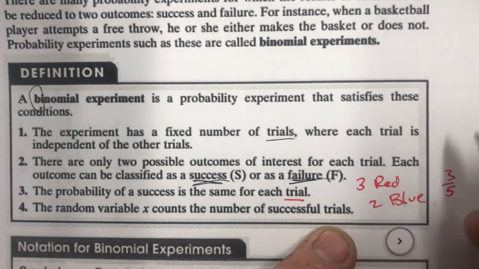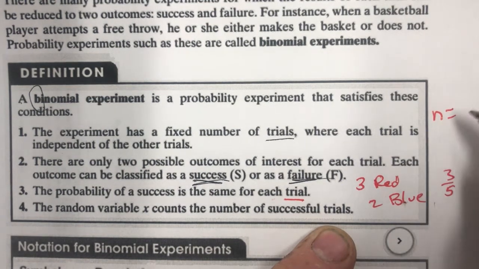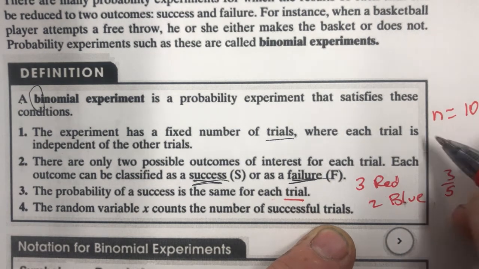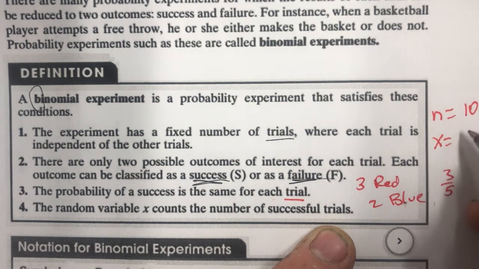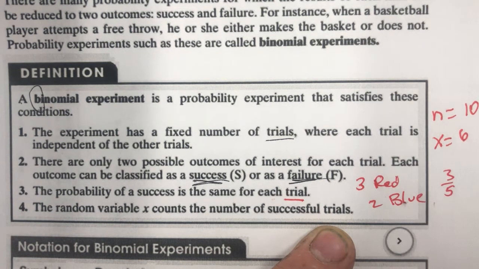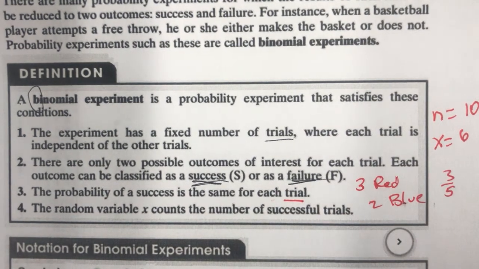So like n is usually how many times you do this. So maybe you do it 10 times, like shooting a free throw 10 times. All right. And suppose you hit 6 of them. X would be 6. Okay.